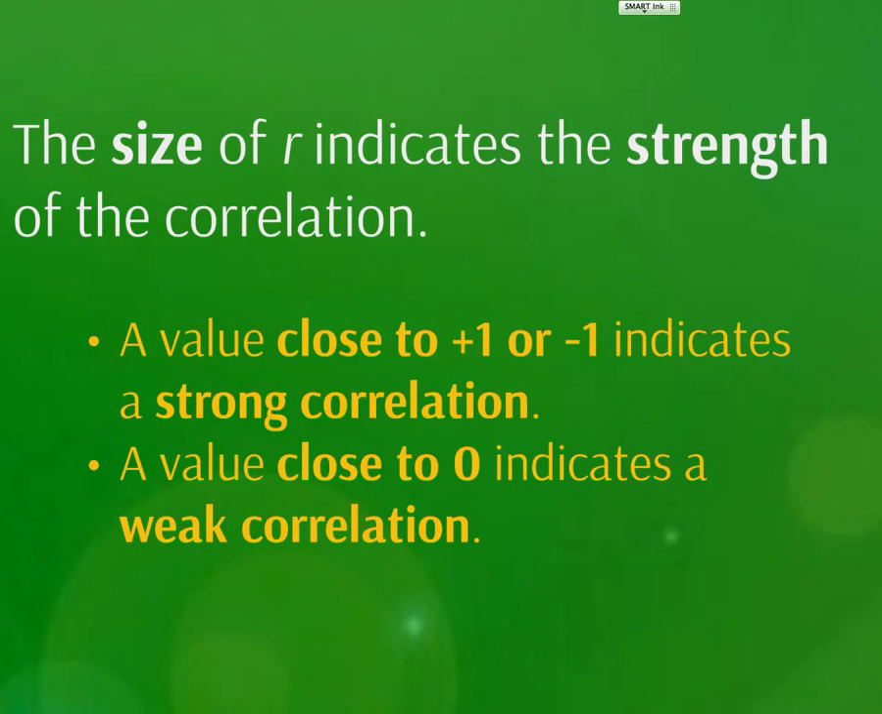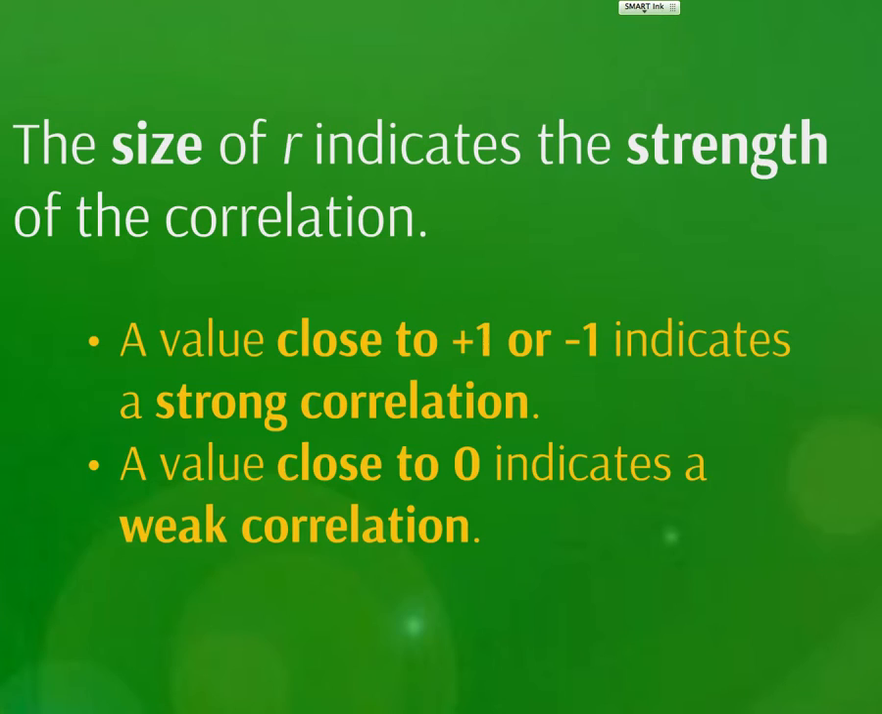So the size of r indicates the strength of the correlation. If we have values that are close to positive 1 or negative 1, that indicates a strong correlation. So 0.9 is going to be a really strong correlation. 0.8 is only going to be strong, actually to moderate sometimes. So those numbers that are 0.8, 0.9, or negative 0.8, negative 0.9, will be strong correlations, because remember, the negative just tells us the direction.